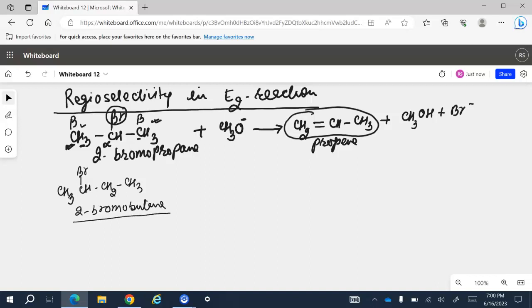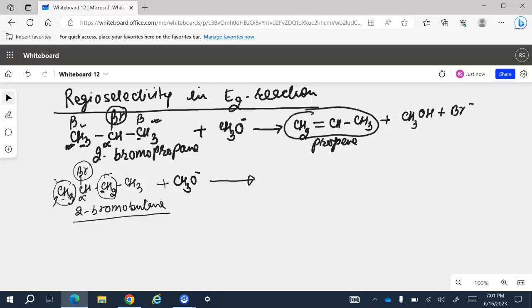In this alkyl halide substrate, the carbon to which the bromine is attached is the alpha carbon, and you have the beta carbons, this carbon and this carbon. The carbons adjacent to the alpha we call beta, and these beta carbons are of different types. One is CH2, the other is CH3. So these beta carbons are different. And if we react this again with a strong base, say CH3O minus, methoxide, you have two possible products.